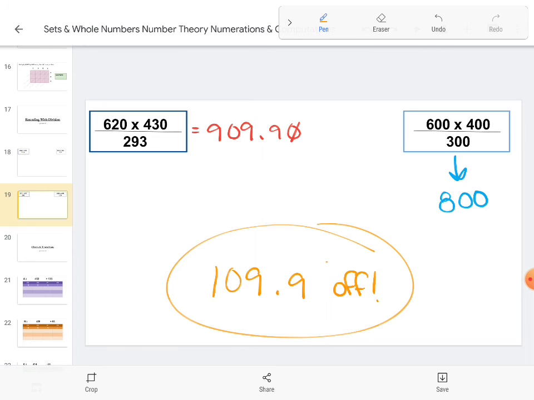Rounding our division problems in order to solve them is a great way to get close to the solution that you're looking for, but at the same time, it can be risky and you can be off by this much. You will be close, but you will be a little bit off.